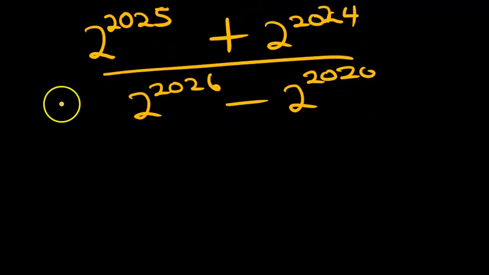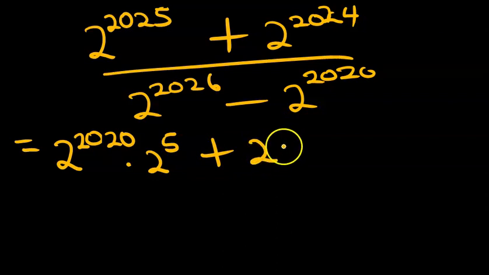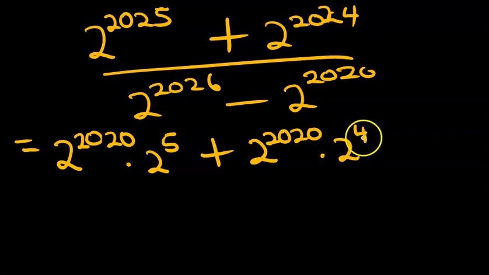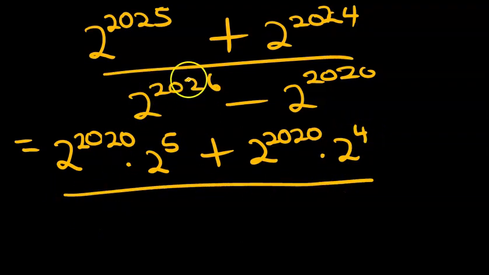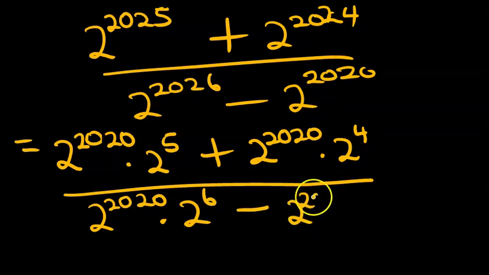Here, we can write 2025 as 2 to the power 20 times 2 to the power 5, plus 2 to the power, we can write 2024 as 2 to the power 20 times 2 to the power 4, all over. We can write 2026 as 2 to the power 20 times 2 to the power 6, minus 2 to the power 20.